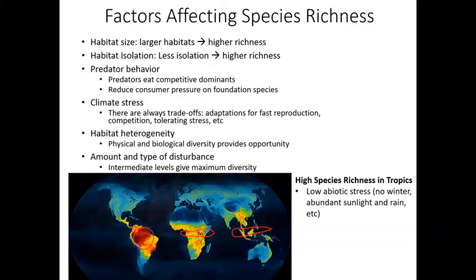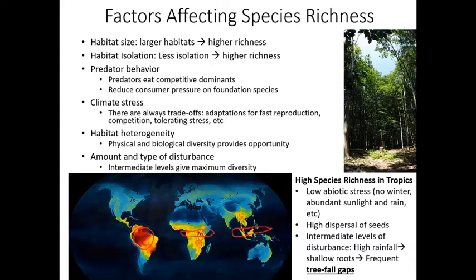And so what's going on here is that there's relatively low abiotic stress, right? So there's no winter, so 365-day a year growing season. There's tons of light, there's tons of moisture, so this really does promote a lot of life to grow. Also, there's a lot of dispersal of seeds and other organisms, or their offspring. Lots and lots of animals disperse seeds in many diverse ways. And finally, generally, ecosystems in the tropics have intermediate levels of disturbance. That is, not too much and not too little.